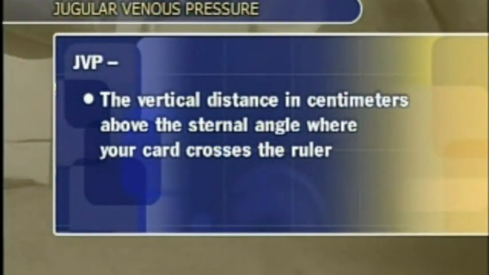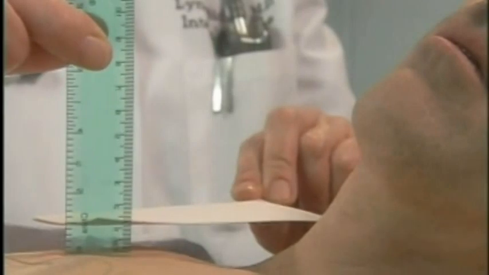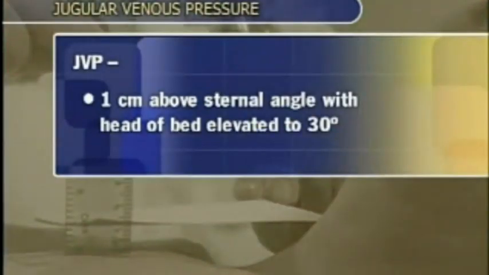This measurement identifies the jugular venous pressure, or JVP, the vertical distance in centimeters above the sternal angle where your card crosses the ruler. Round your measurement off to the nearest centimeter. In this patient, the JVP is about 1 centimeter above the sternal angle, with the head of the bed elevated 30 degrees.